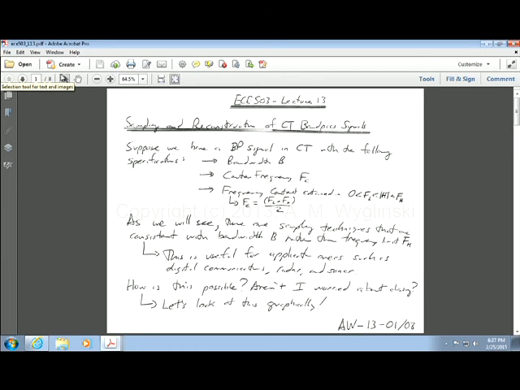I'm going to show how we can use modulation using cosine functions in order to take a low-pass signal, bring it to bandpass, and then return it back to low-pass.